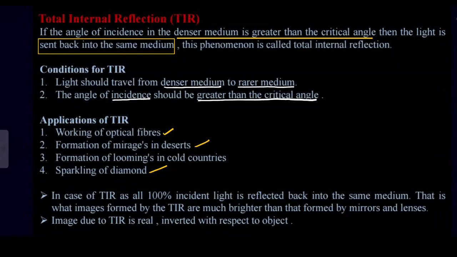And the sparkling of diamond. Once the light ray enters the diamond, that light ray does not come out of the diamond. The diamond has been cut in such a manner that the light ray is continuously reflected, so you have TIR. So the light ray does not come out from the diamond. Once it enters, it stays permanently inside the diamond. Due to continuous TIRs, the diamond will sparkle very bright.